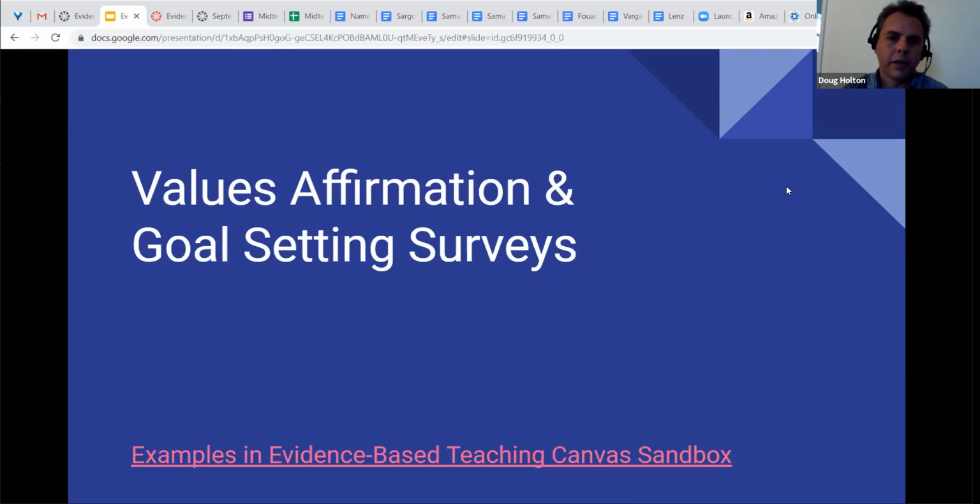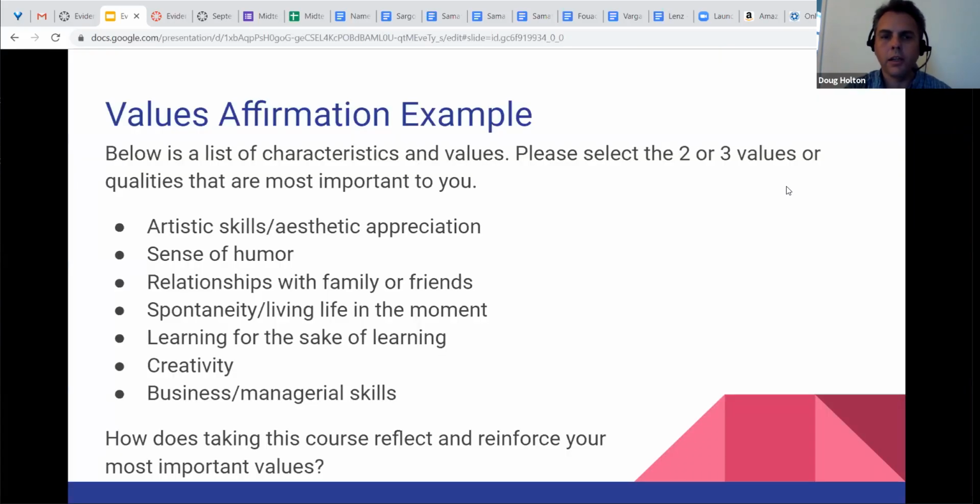These are values affirmation and goal setting, examples of some quick little surveys that sometimes only take like 10 minutes, but it's been amazing to see the impact that it can have, even like a semester or a year later. And these work in online courses too, which is why I included them. They're quick to implement and they work in online.